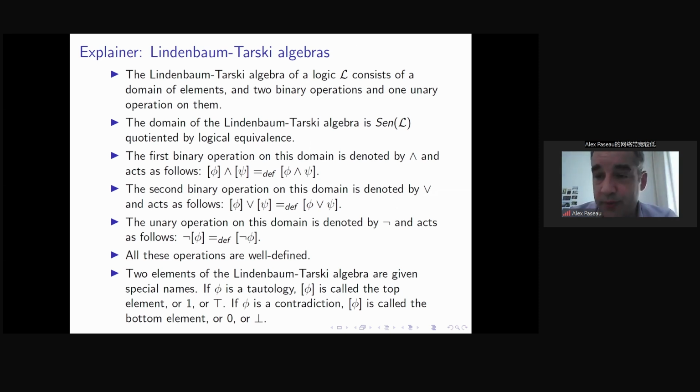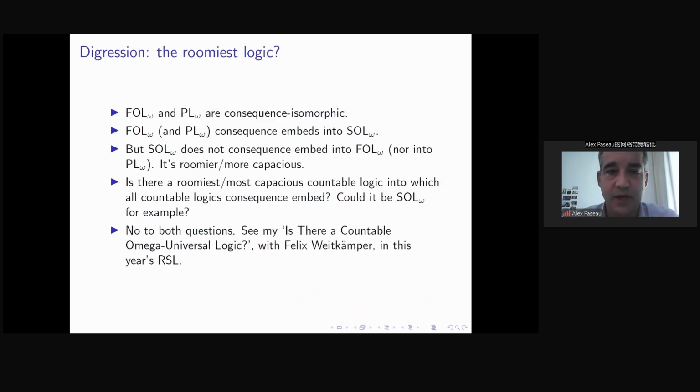So you do get a Boolean algebra, and that's known as the Lindenbaum-Tarski algebra of the logic. And it has a top element, namely the tautology, which is sometimes labeled T or 1. And if you've got a contradiction, then you've got a bottom element, or 0, or bottom. Okay, so that's for anyone who's not familiar with Lindenbaum-Tarski algebras.